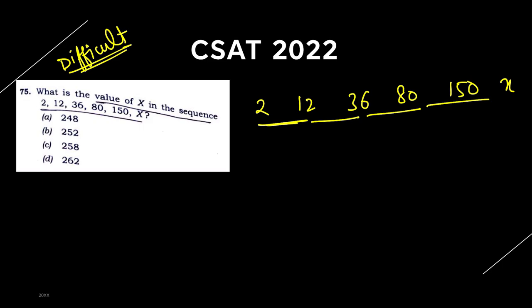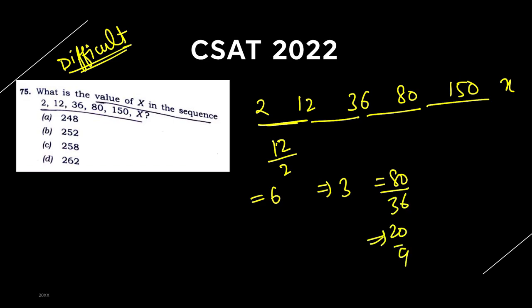Now, as I told you, difference is not working. Let's see the common ratio. 12 by 2 is 6. 36 by 12 is 3. 80 by 36 will come out to be 20 by 9. Then after that 150 by 80 will come out to be 15 by 8 and so on. You will see that there is still no common ratio pattern being followed here.